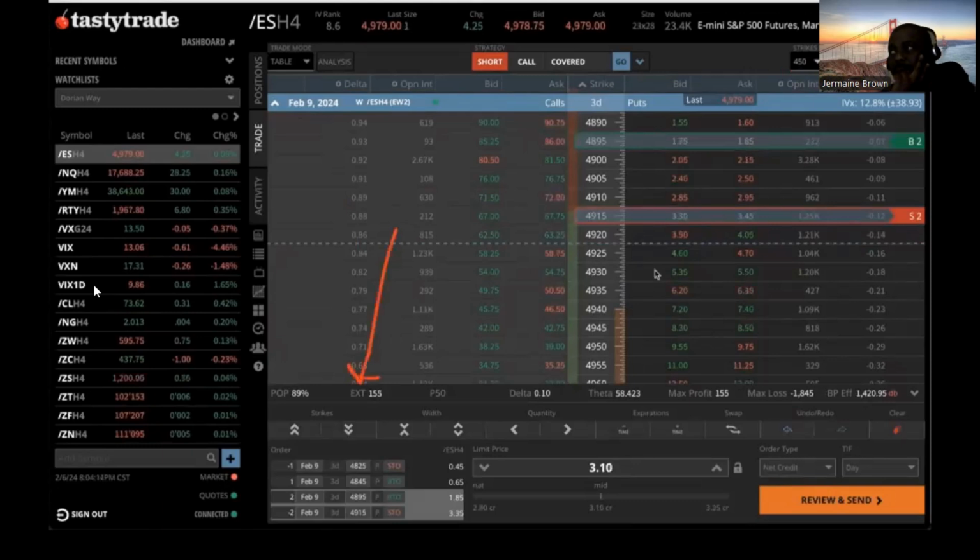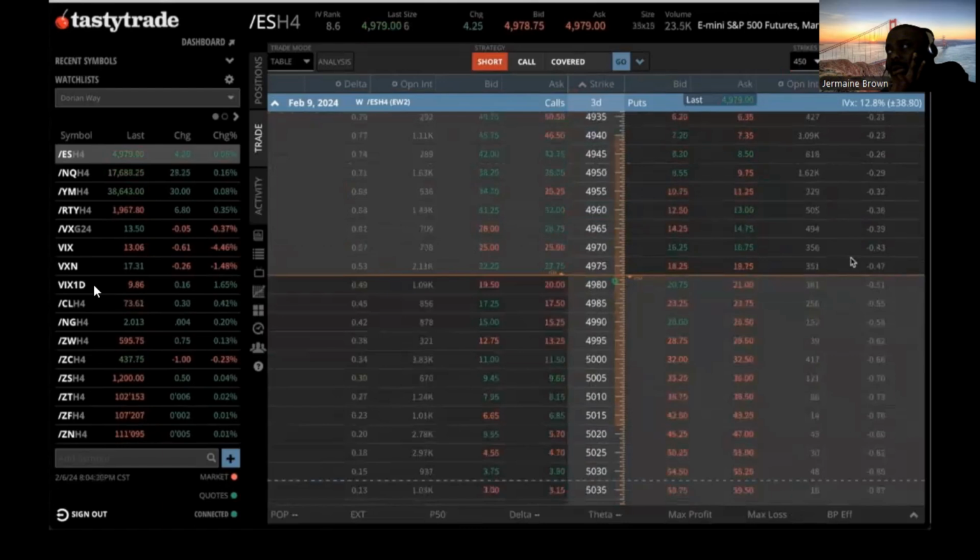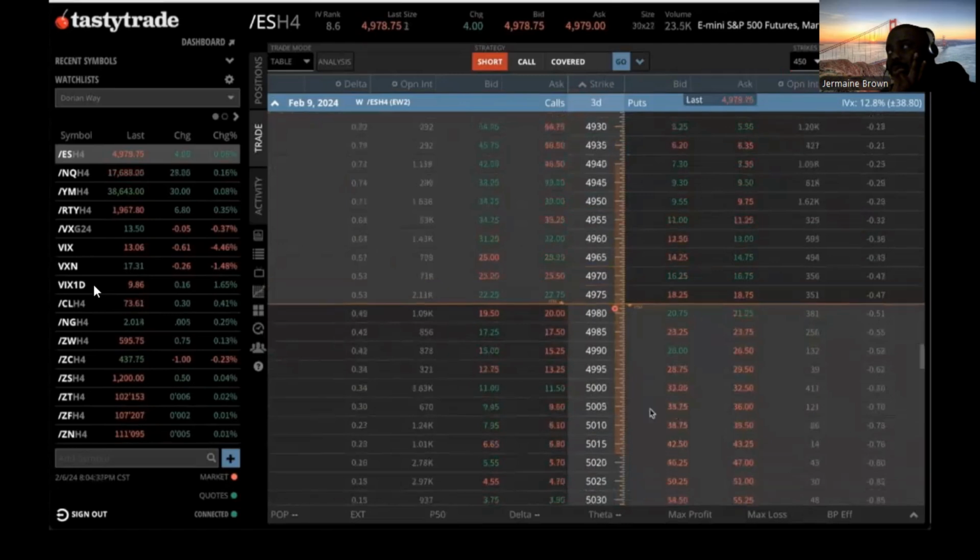But if you want to be further away on the non-tested side, then that's what you can do. So this is how you can add another contract. And that's the roll away process, right? So once again, the cadence of the trade is to roll the tested side to at least the tail end of the expected move. This on the Tasty Trade platform, this is the tail end of the expected move.